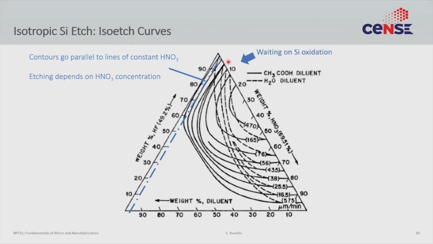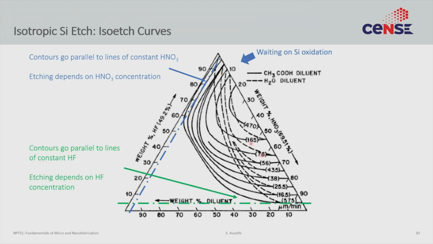When you have very little HNO3, you are always waiting on the silicon surface to get oxidized. The slow step is the oxidation of silicon, because there is very little HNO3 to oxidize the silicon. And because of that, it doesn't matter how much HF you put in, because adding more HF will just make the etching of the oxide faster. But etching of the oxide is not the bottleneck. The bottleneck is oxidation of silicon. So that is why the etching rate strongly depends on the concentration of HNO3, and does not depend upon the concentration of HF too much. Similarly, you can look on the other side.